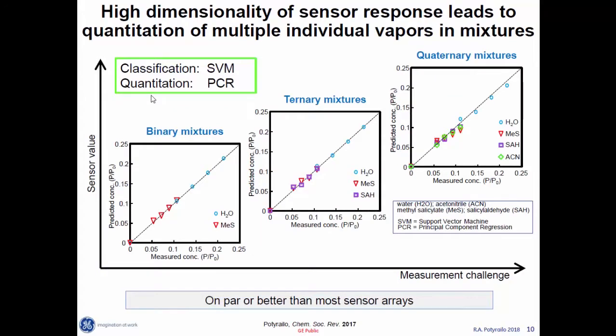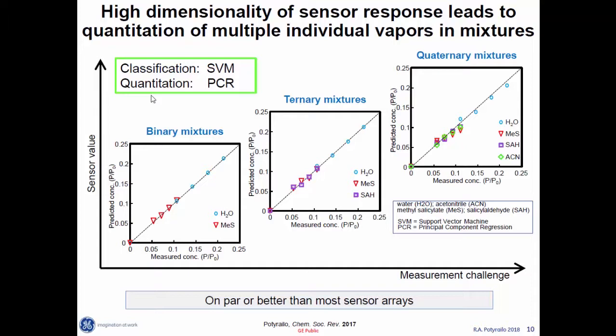Okay. So an example of quantitation is shown on this slide, where we're using the support vector machine followed by the principal component regression. These are the 2 tools that we're using, and you can see we're quantifying individual components in binary, ternary, and quaternary mixtures. So during the question session, if you ask whether this is the biggest number or whether you can do 10 components, my answer is, for now, it's the biggest number that we tried. We have the system that can mix up to 10 vapors, and this is something that we will be doing next.